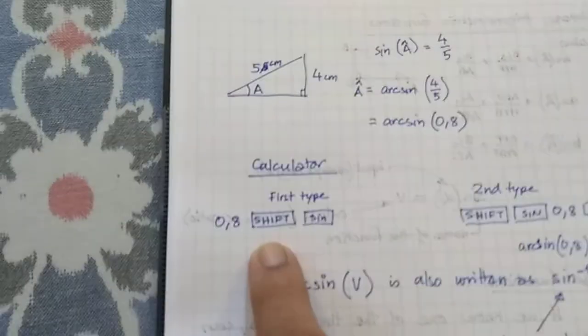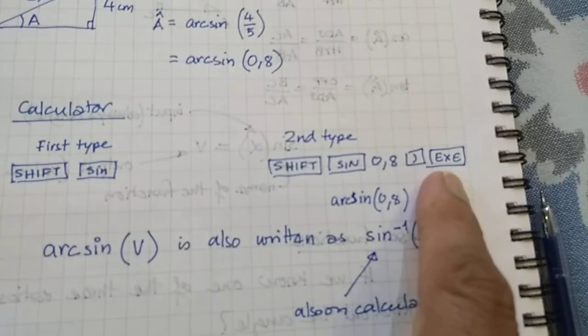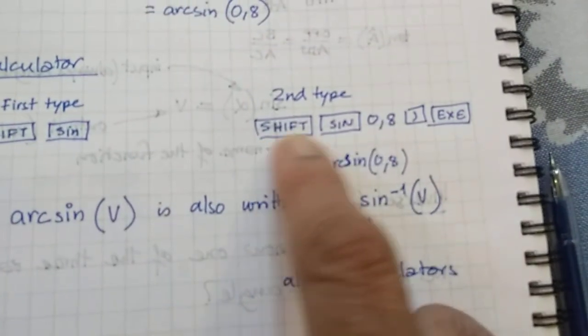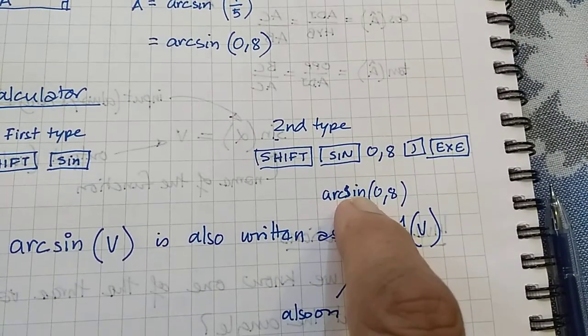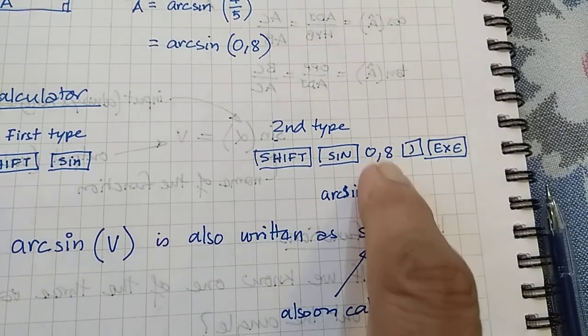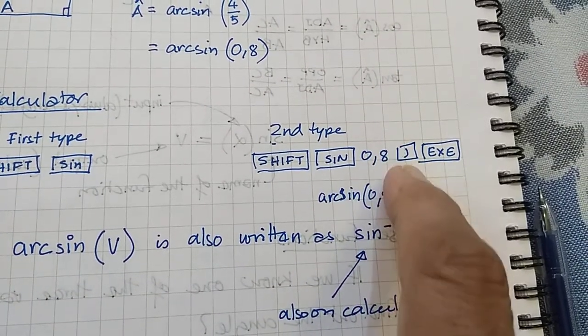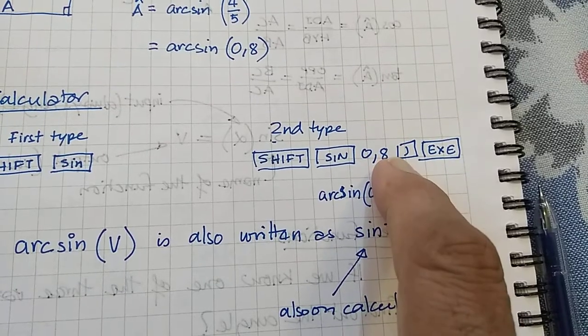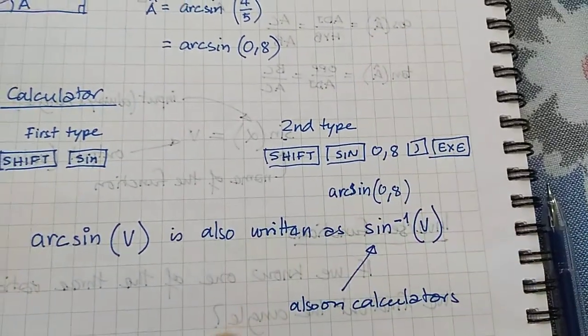So in this first type of calculator, you have to press 0.8, then shift, then sine. In the fancier calculators, you say shift and sine. The moment you do that, you'll get arcsine displayed with an open bracket. Then you type in 0.8, then press the close bracket key and then press execute. You will get the same answer.